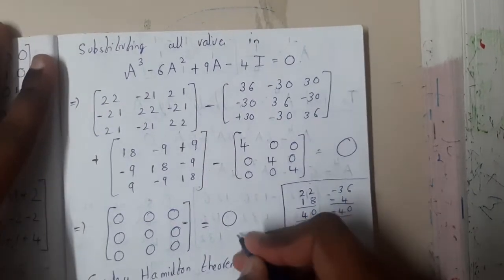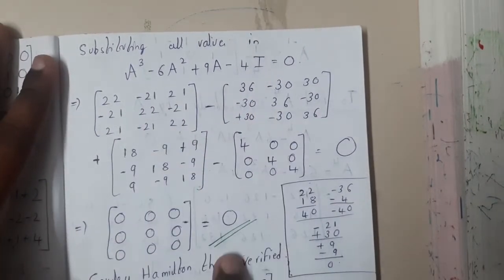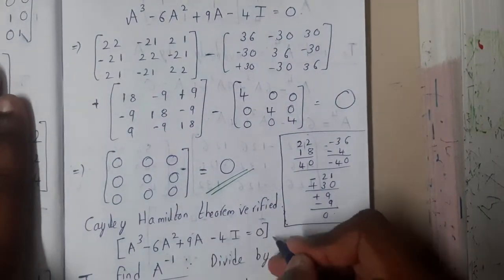Okay, so now I concluded that the value that at the end I got was 0. Hence you can say that the Cayley Hamilton theorem was proved.